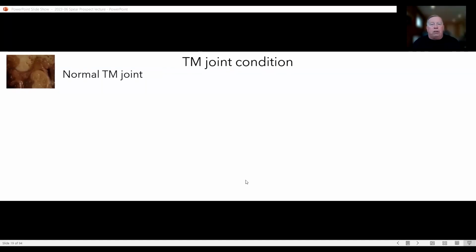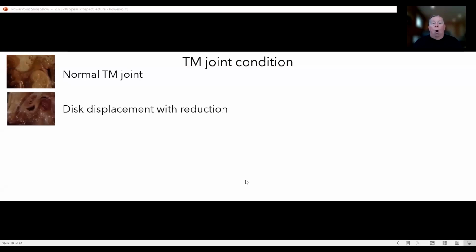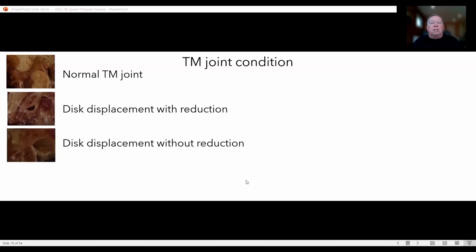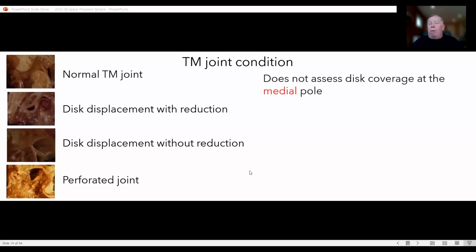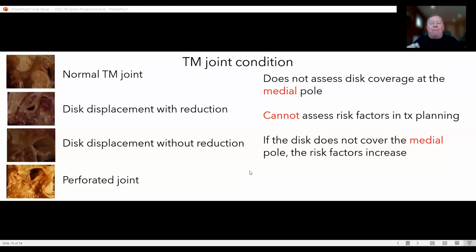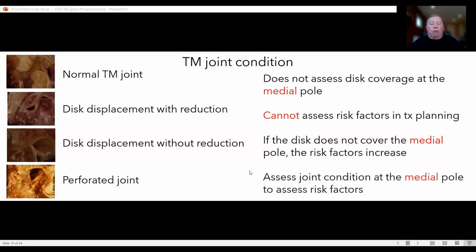So we typically talk about joints as being normal or disc displacement with reduction. That's the clicking joint. A disc displacement without reduction, that's the joint that used to click but doesn't anymore, or the perforated joint. That's where it's bone against bone. That's normally how we refer to joints. Problem is, it doesn't talk about the disc coverage at the medial pole. So ultimately, we can't assess risk factors in treatment planning. If the disc does not cover the medial pole, risk factors are going to increase.